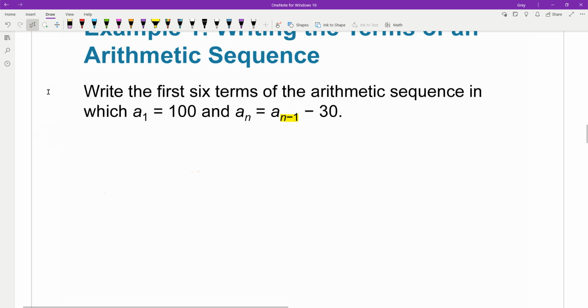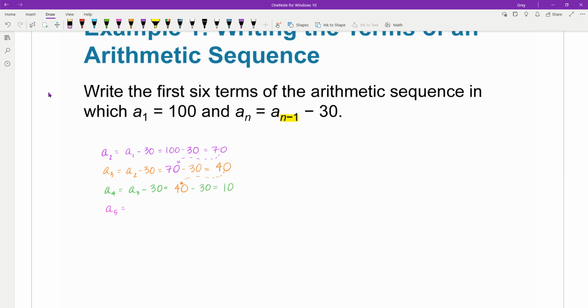So we're going to find, they tell us a sub 1 is 100. So that means the next one we're going to do is find a sub 2. And a sub 2 is going to be a sub 1 minus 30. And a sub 1 minus 30, of course, is 100 minus 30, which is 70. Then we go find a sub 3. And a sub 3 is going to be a sub 2 minus 30. A sub 2 is 70. Minus 30 is 40. A sub 4 is a sub 3 minus 30. A sub 3 was 40, and 40 minus 30 is 10.